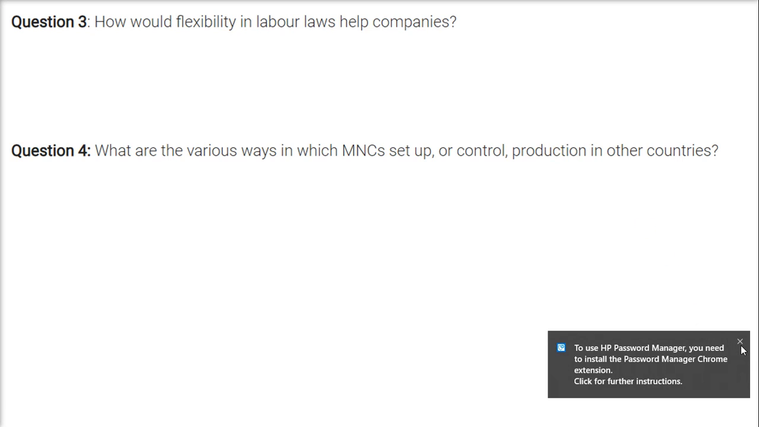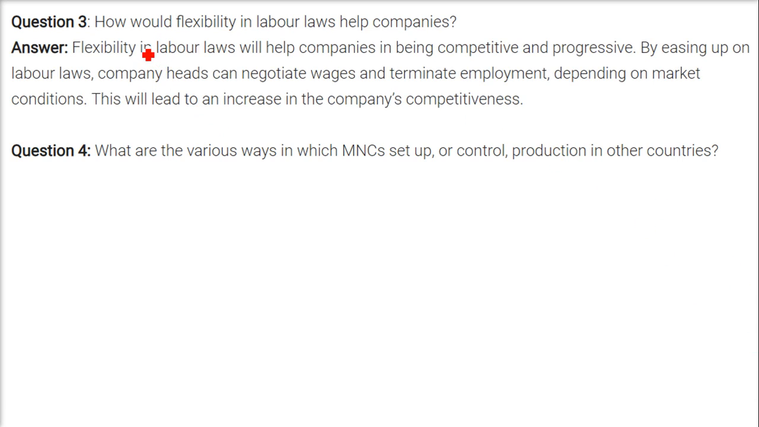How would flexibility in labor laws help companies? So there are certain labor laws which define the time of working, the overtime, what should be paid, how it should be paid, and the working conditions. All this comes under the labor laws. There has to be flexibility in labor laws if some other company is coming and wishes to take laborers for their work. So flexibility in labor laws will help companies to be competitive and progressive.